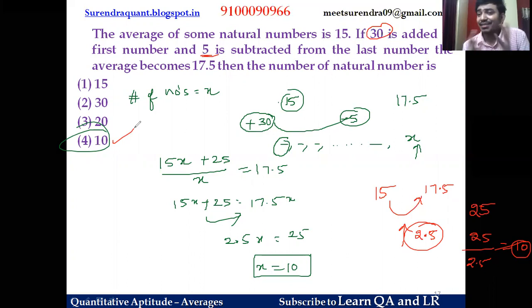So the total sum increment is 25, and on an average, each number increases by 2.5. Now for how many numbers? This 25 increment can happen at the rate of 2.5 per number. So 25 by 2.5, 10 numbers. Simple thinking, guys. Let's go for the next question.